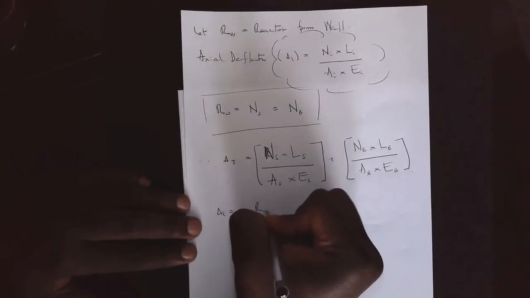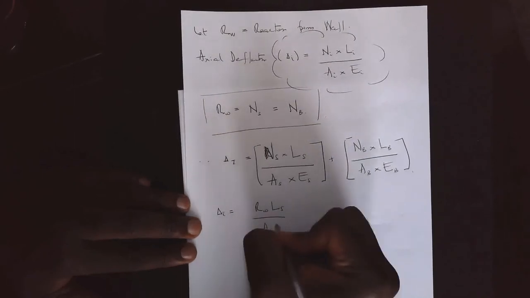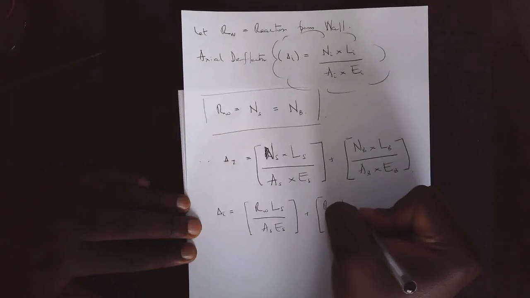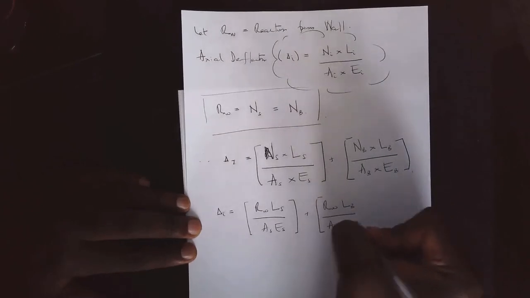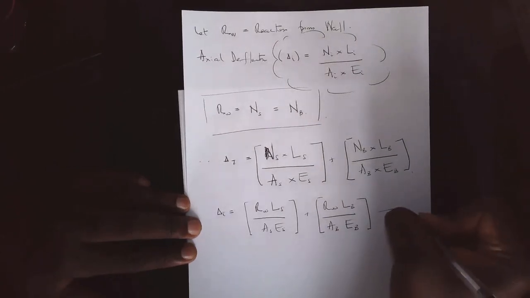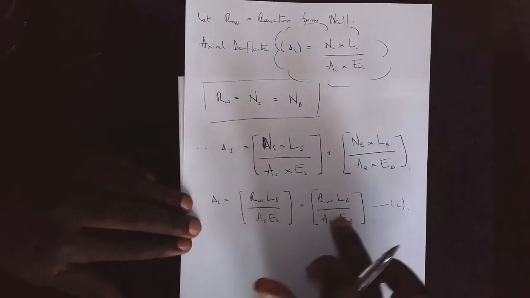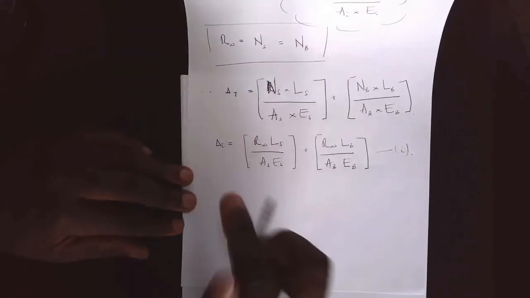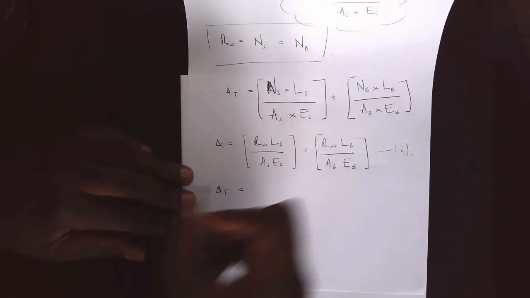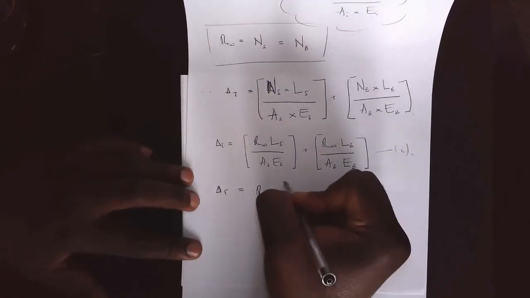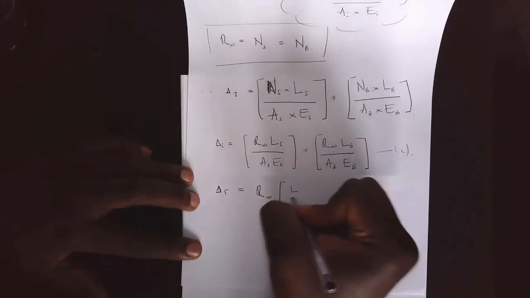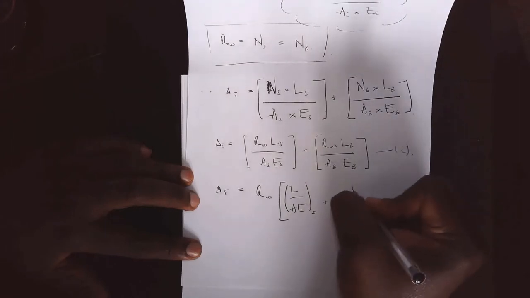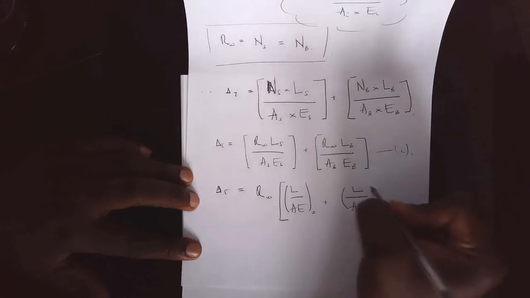So we can redefine this equation as the total extension, delta T, being equal to RW LS over AS ES plus RW LB over AB EB. Okay, let's call that I. Since we've got common terms in both parts of the expression, what we can do is factorize RW out. So the total extension will be equal to RW into bracket L over AE, I'm just going to call that subscript S, plus the ratio of L to AE with respect to B.